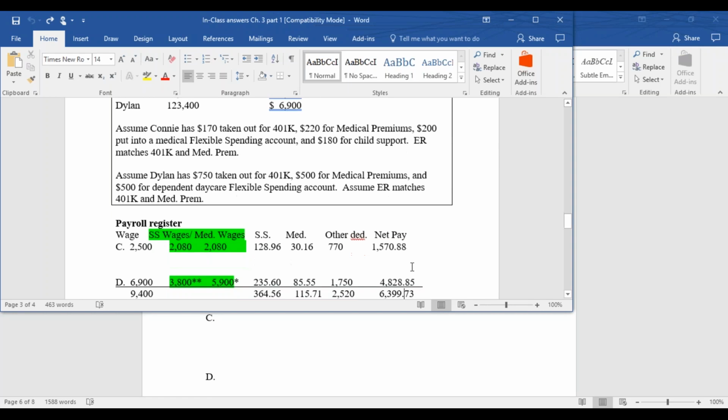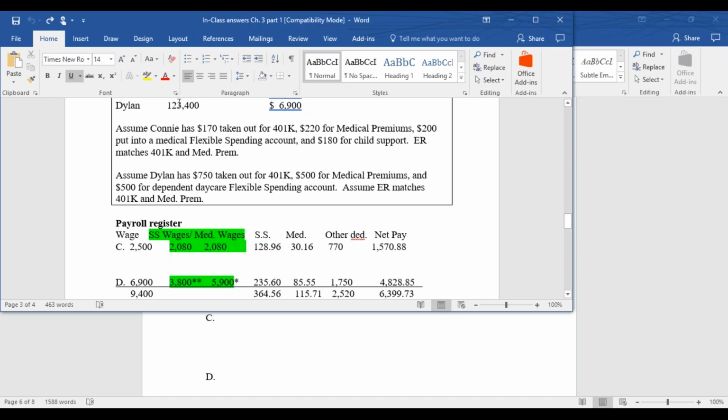Now when we get down to Dylan's $6,900 gross pay, we can't do anything for taxable purposes for the 401k, but we can deduct $500 for medical premiums, and we can deduct $500 for daycare flexible spending. Showing here that the employer matches also, that's irrelevant for right now. That will only come into play when we do the journal entries. So if we took $6,900, subtracted out $500, and then another $500, we're left with Medicare taxable wages of $6,900 minus $1,000, so $5,900.